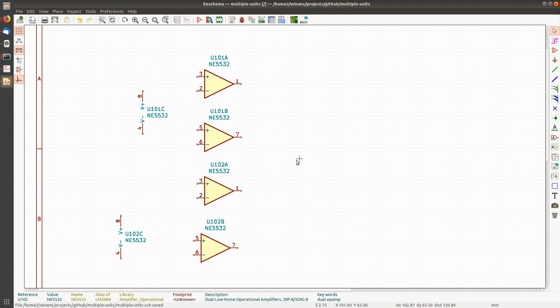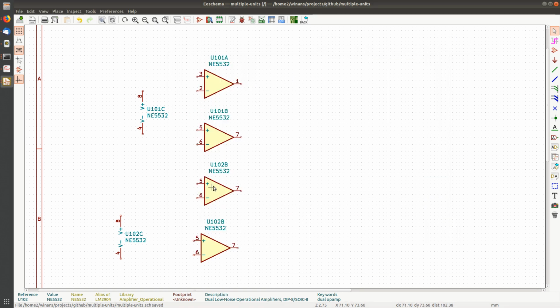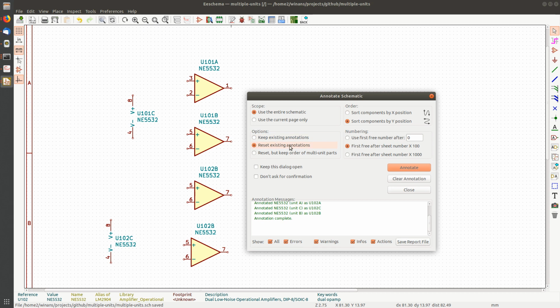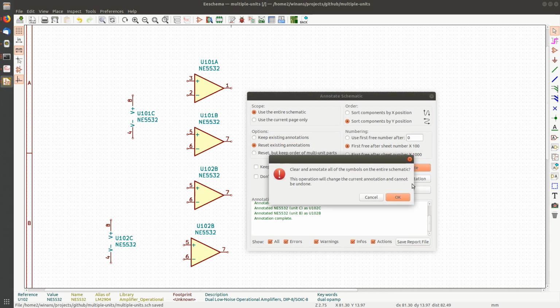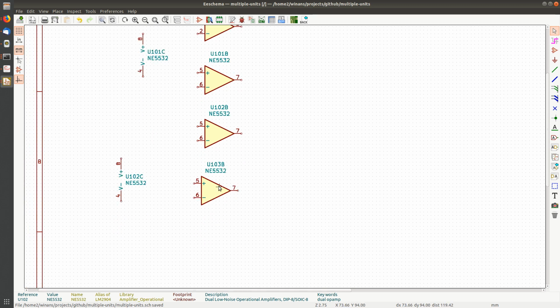What happens if I change this A to a B? Well, I have two 102Bs right now. That doesn't make any sense, right? Let's re-annotate and see what happens. Reset existing annotations. Now I got 101 A, B, and C, 102 B, and it knew that I can't have two B's in the same part, so it says, he must have a third one, so I'm going to make this 103B.